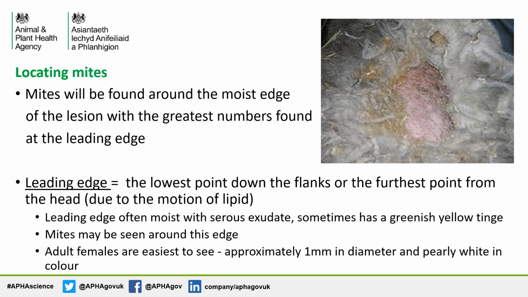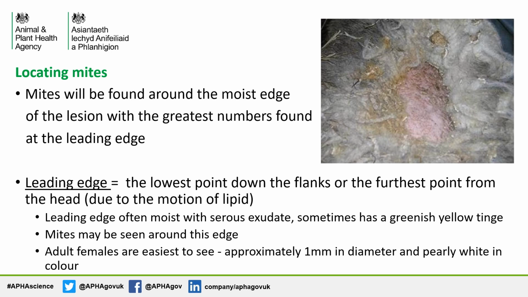Manipulation of the area of the lesion will sometimes cause the sheep to nibble due to a hypersensitivity reflex. Once you have found a suitable lesion to sample, you want to take the skin scrape from the leading edge in order to get your best chance of finding mites. The leading edge is the lowest point down the flanks or the furthest point from the head, due to the movement of lipids on the skin of the sheep. The leading edge is often moist with serous exudate and sometimes has a greenish-yellow tinge. The greatest number of mites are found here, and you may see adult females with the naked eye, being approximately 1 mm in diameter and pearly white in colour. But you shouldn't rely on seeing the mites for making a diagnosis.